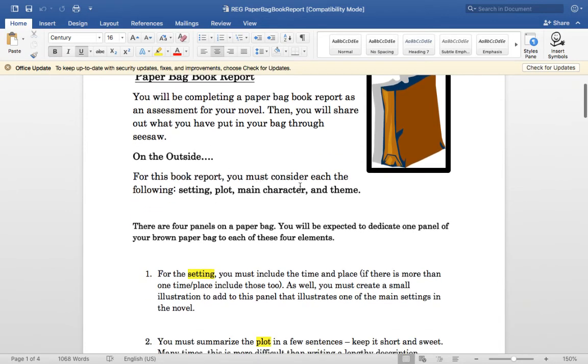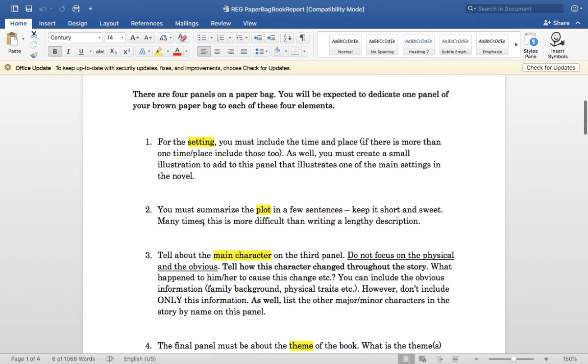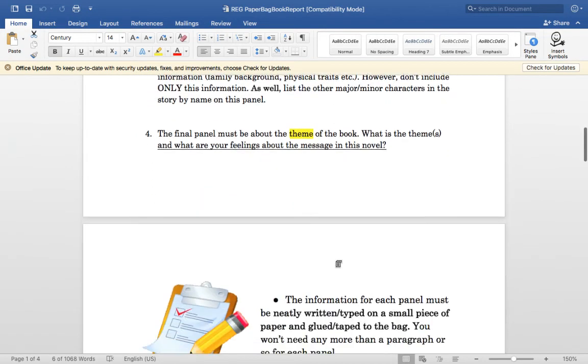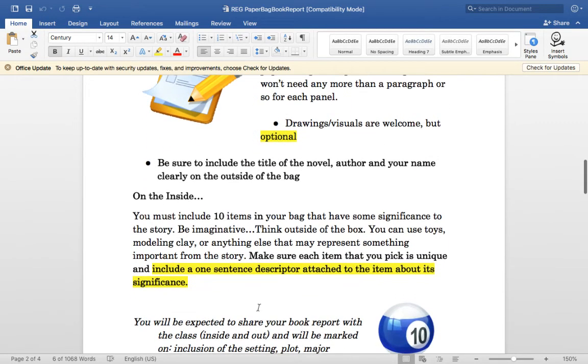For this book report, you must consider each of the following: your setting, your plot, your main character, and your theme. There are 4 panels on your paper bag, and you are going to decorate each of those with these different items. Finally, you are going to come up with the theme. So that is the overarching lesson that the author is wanting the readers to walk away with. Then inside of your paper bag, you are going to include 10 items that are significant to the story.